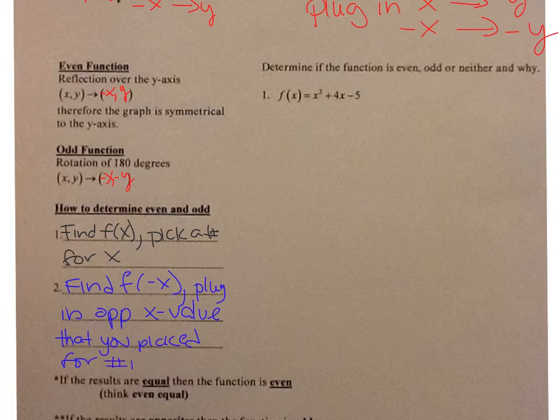for number 1. Okay, so let's take a look at the first function. I have f of x is equal to x squared plus 4x minus 5. Oh, and one other thing is this. I'm just going to move everything up.